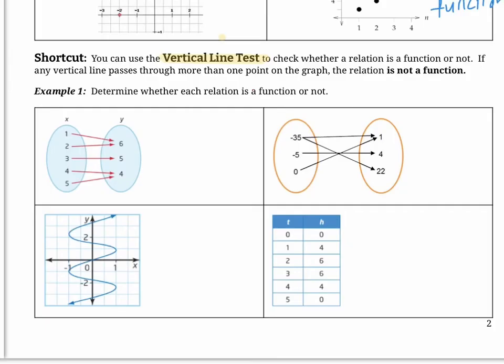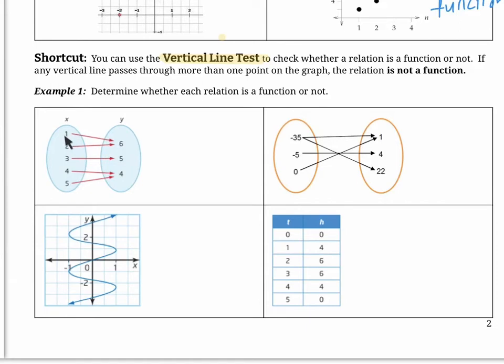So let's do a couple examples. We're asked to figure out whether these relations are functions or not. So if you're taking a look at this first thing and saying, what the heck is that? This is called a mapping diagram. So it's just another way to represent points. How to read this is the first bubble is the independent variable. Usually we call that x. And the second bubble is the dependent variable. Usually we call that y.